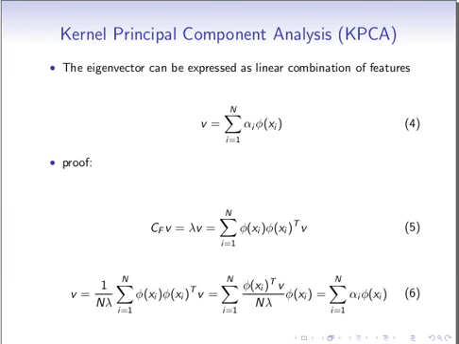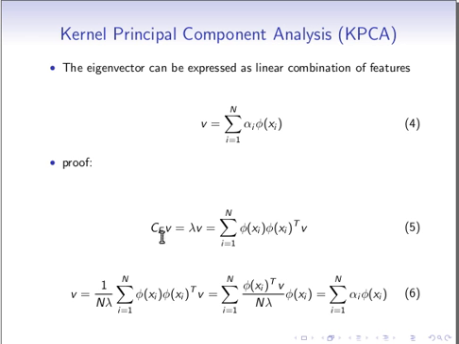So in this slide, what I want to show is to see if the eigenvectors can be expressed as the linear combination of the feature vectors and the one scalar, or the one parameter, alpha i. So there is one proof to prove if we can see the eigenvectors can be expressed as the linear combination of the feature vectors.